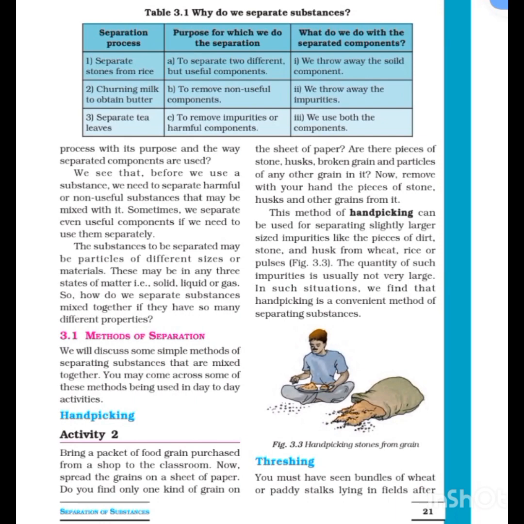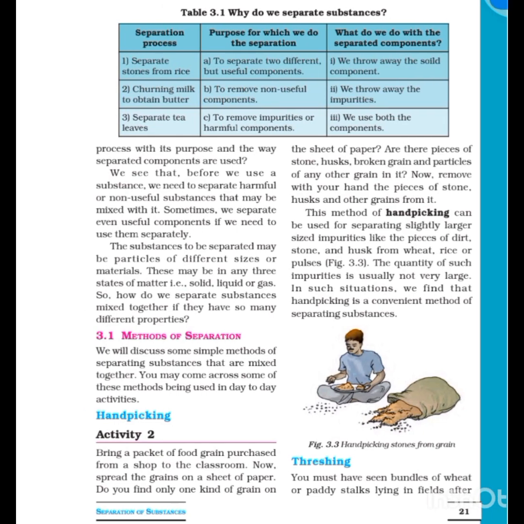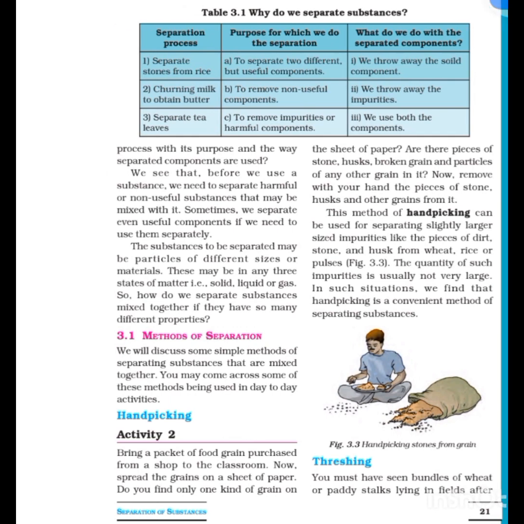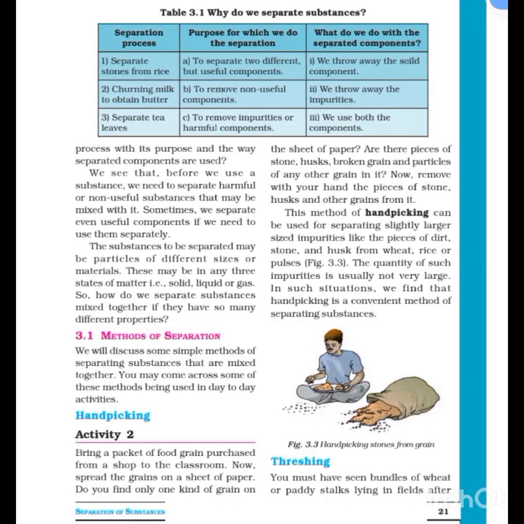We see that before we use a substance, we need to separate harmful or non-useful substances that may be mixed with it, right? So sometimes we separate even useful components if we need to use them separately. So the substances to be separated may be particles of different sizes or materials. So these may be in any three states of matter, i.e. solid, liquid or gas. So how do we separate substances mixed together if they have so many different properties, right? So this one is given here, methods of separation. So we will discuss some simple methods of separating substances that are mixed together. You may come across some of these methods being used in day-to-day activities.